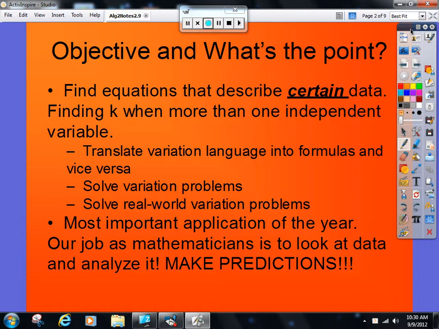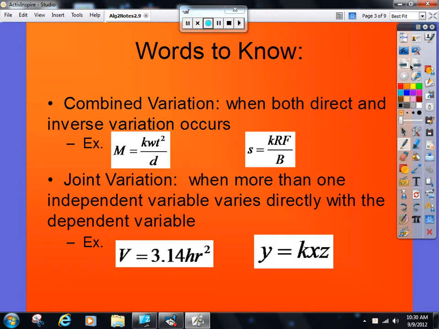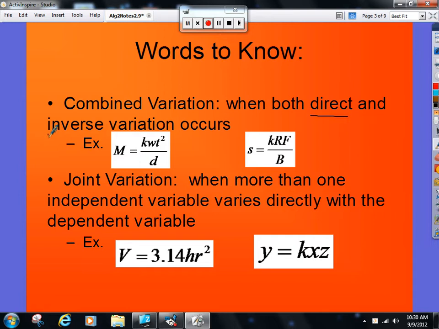Okay, let's move on here. Words to know. Combined variation is when both direct and inverse occurs. Take a look at these formulas. Notice, up here we got a direct variation relationship. M, whatever that is, varying directly with W with T squared. But it's varying inversely with D because D is on the downstairs here. Same thing with S, it's varying directly with R and F and inversely as B. They're both showing up. They're fancy little equations.